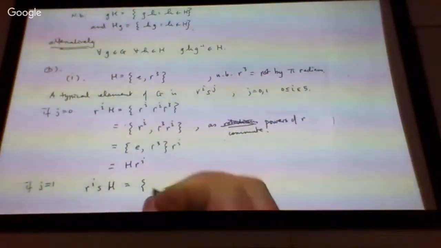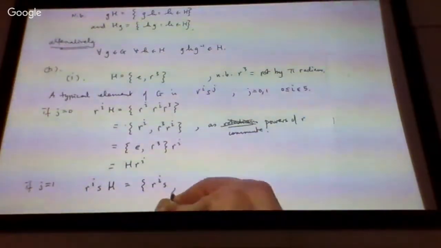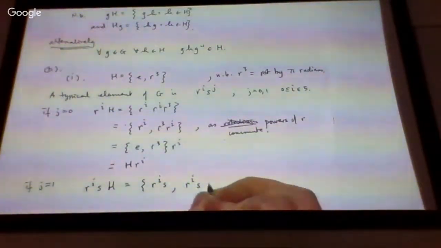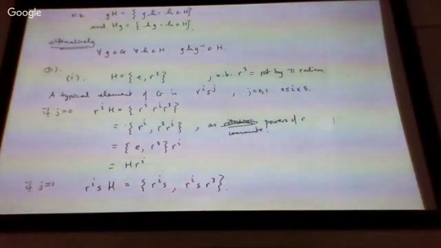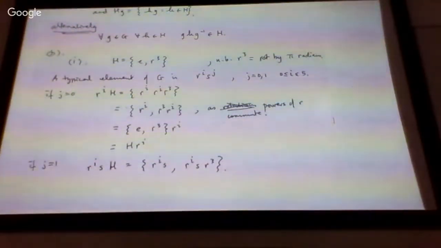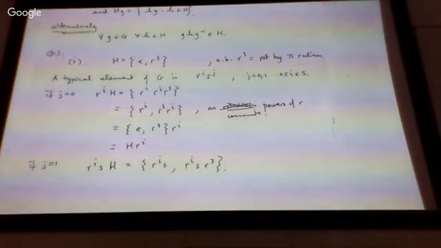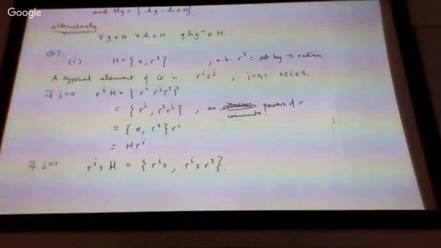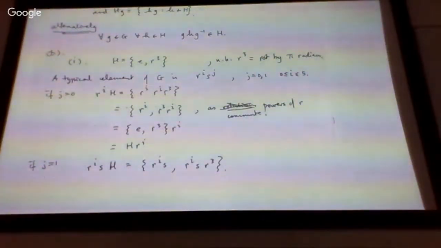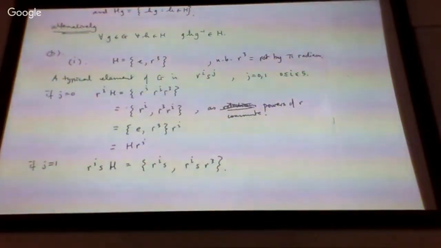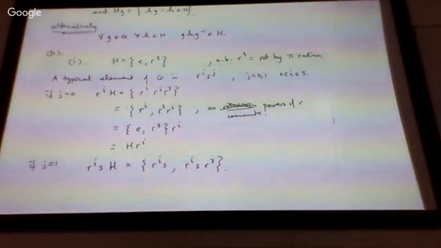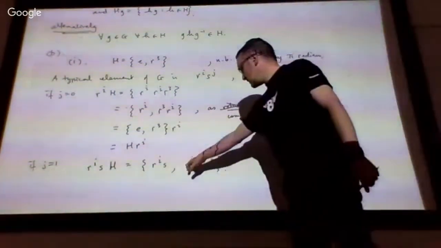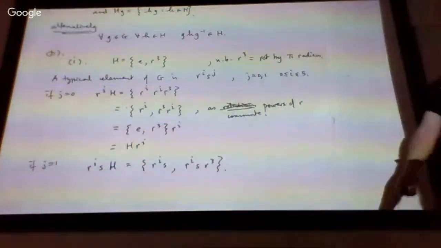So what will this be? Well, this time this will be r to the i s, and then r to the i s after r cubed. Okay, so here we do have a little bit of work to do. A little bit. Yeah, so what are we trying to do? We're trying to get this r to the i s over the other side of r cubed.